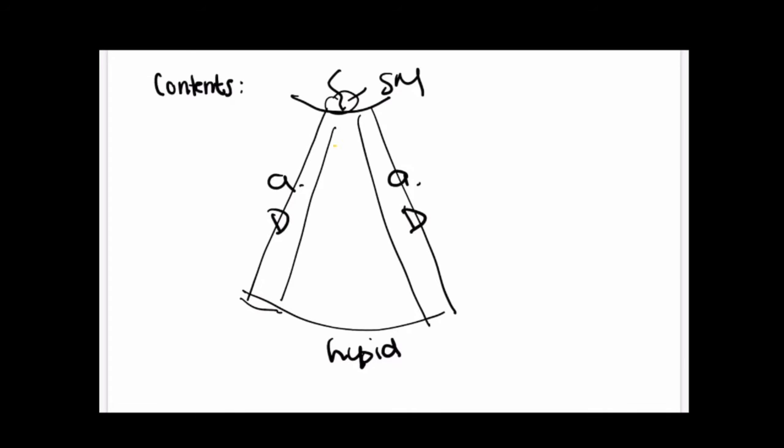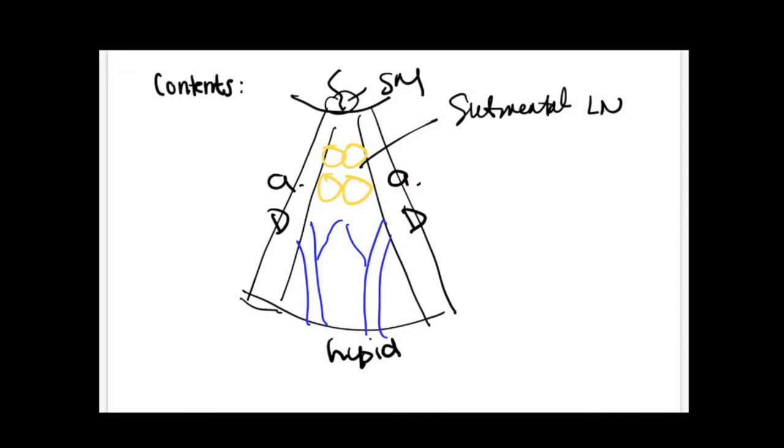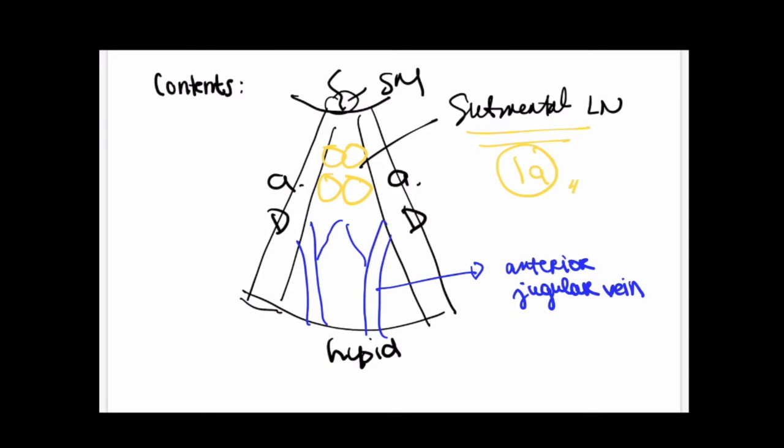First, the submental lymph nodes, or group 1A. And then the second one is the anterior jugular vein. You can remember this one by memorizing the mnemonic MENTALAS. Mental, submental triangle, A for anterior jugular vein, and S for submental lymph nodes.